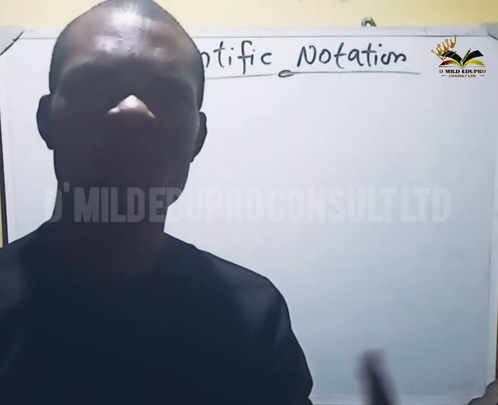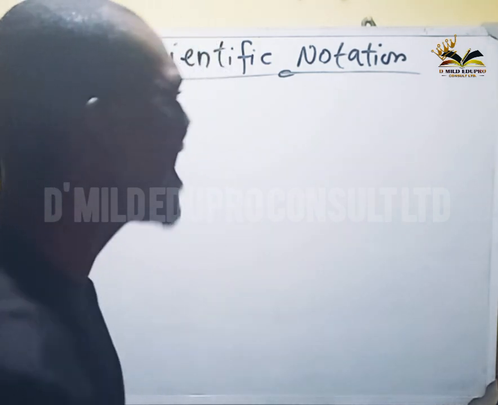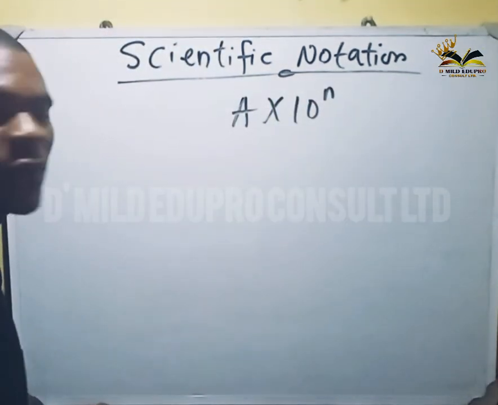Scientific notation is to help you write a very large number or a very small number into this form. We refer to this as scientific notation form, okay?